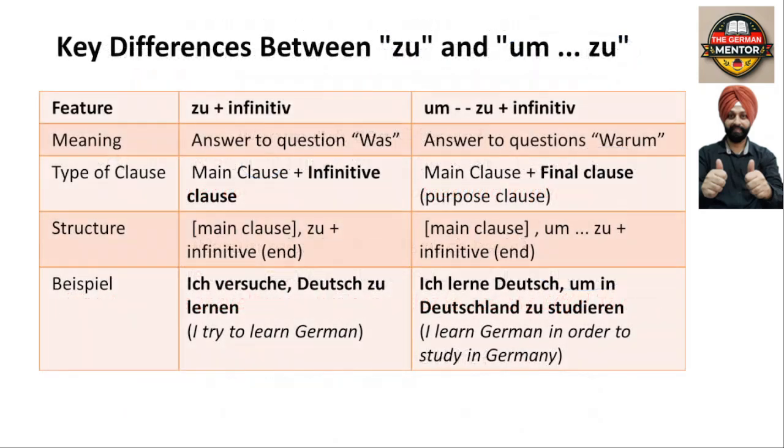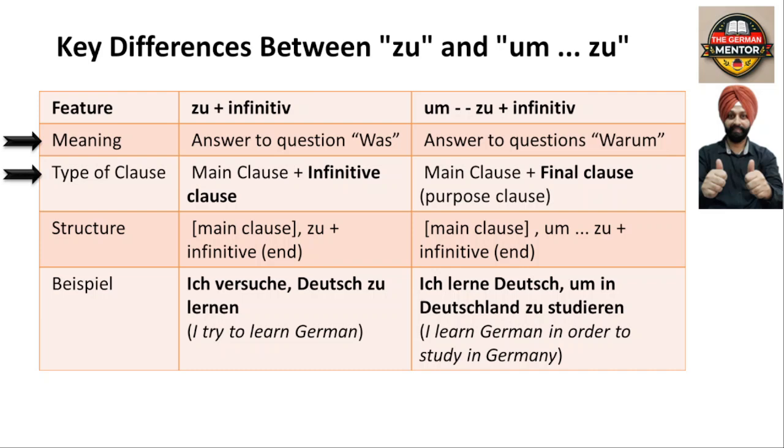In the next slide, we see what we have learned in today's video in summarized form. Die Zusammenfassung. Key differences between zu and um zu. At the top you can see the feature: zu plus infinitive, um zu plus infinitive. At the beginning of the session we learned that when we answer a question with was, then we use zu plus infinitive, and um zu plus infinitive answers questions with warum.